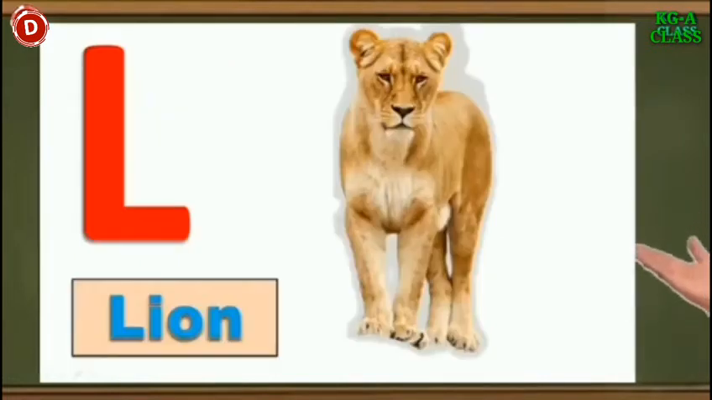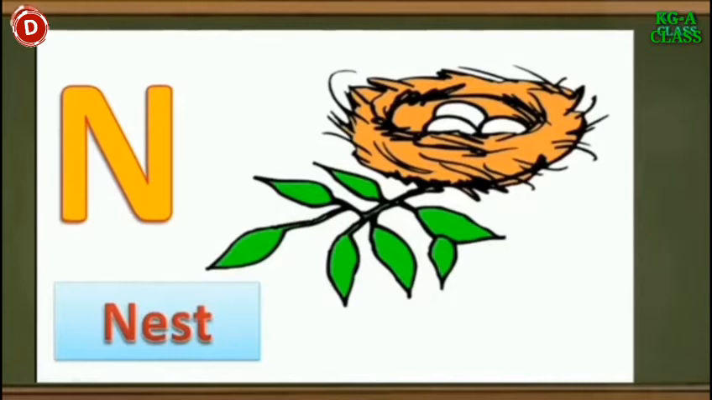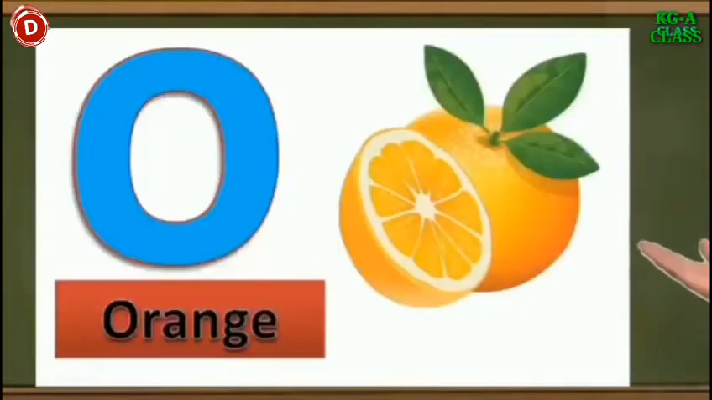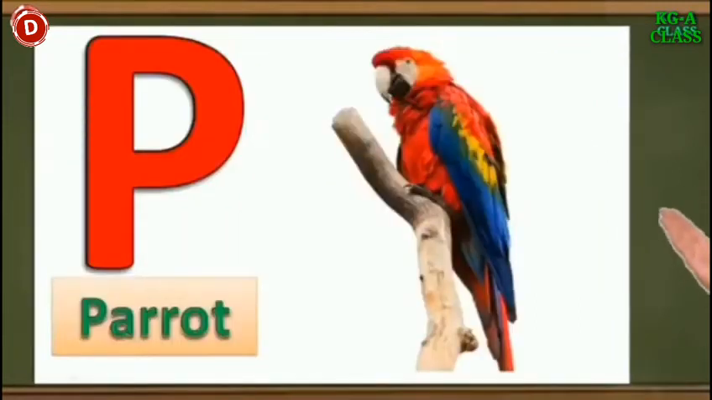This is L. L for lion. Now comes M. M for mango. Summer is the season of mango. M for mango. Now comes N. N for nest. The bird lives in a nest. Children, this is O. O for orange. Now comes P. P for parrot.